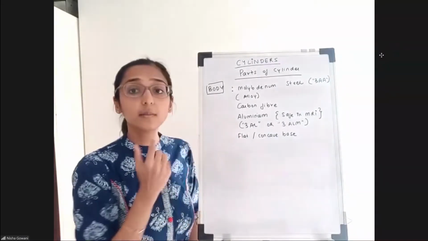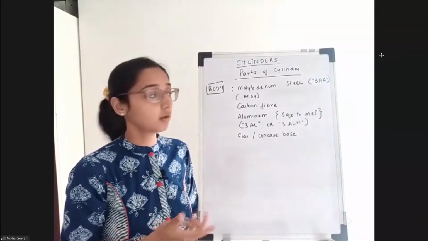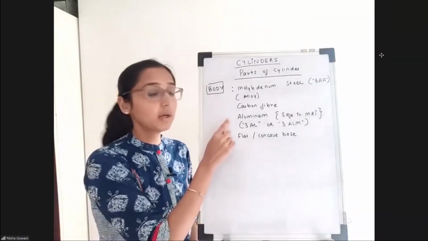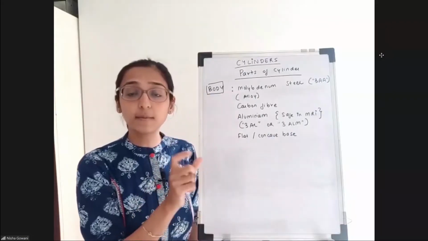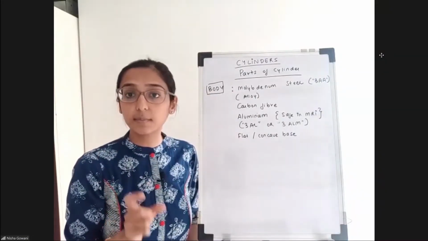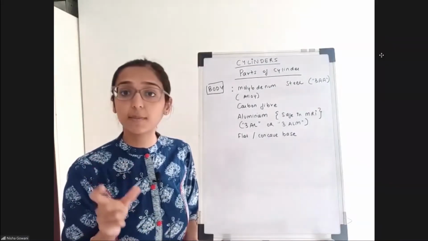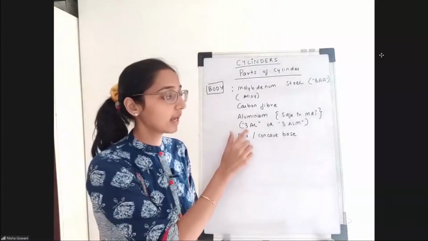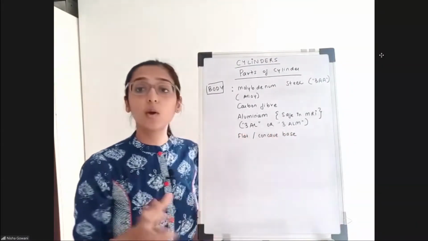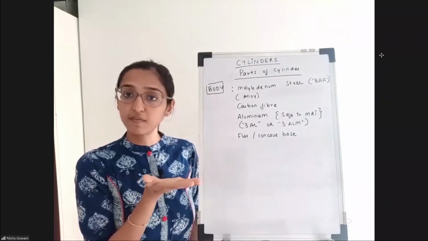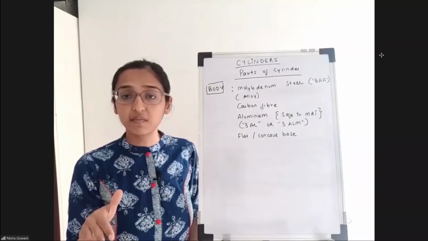The other materials available are carbon fiber and aluminium. Aluminium cylinders are used in the MRI setting. How do you know that a cylinder is made of aluminium? There will be a marking on the cylinder, 3AL or 3ALM, which says that the cylinder is made of aluminium. The base of the cylinder can be flat based or concave based.